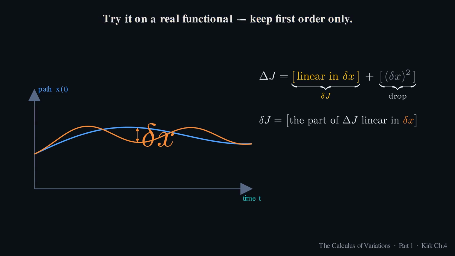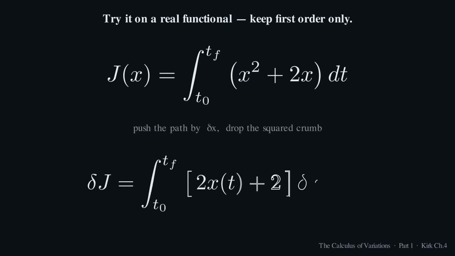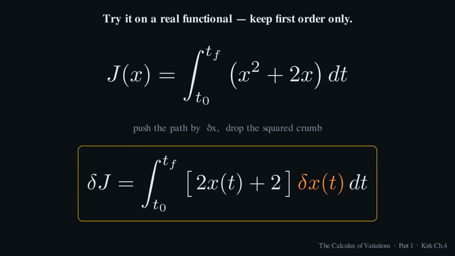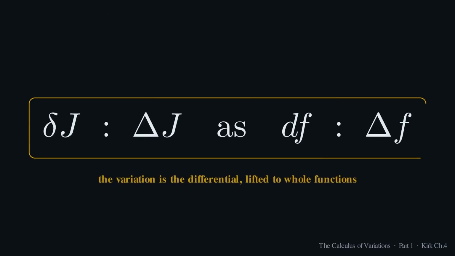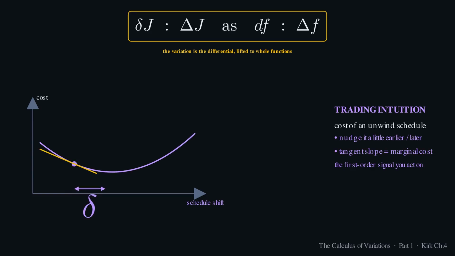Two inputs, two strips. More inputs, more strips. You can't help but write a sum. The differential df is the sum over every input of its rate times its nudge. Now lift that from a point up to a whole curve. The nudge becomes the orange wiggle, delta x, and the linear part of the change is the variation, delta j. So delta j is to the increment as the differential df is to the change delta f. The variation is just the differential lifted to whole functions. And in trading, nudge your unwind schedule a little and that slope is the marginal cost you act on.